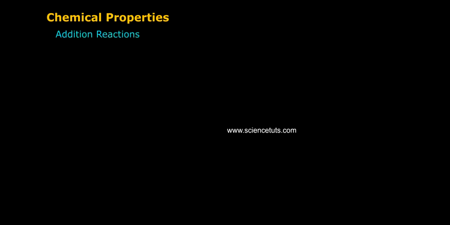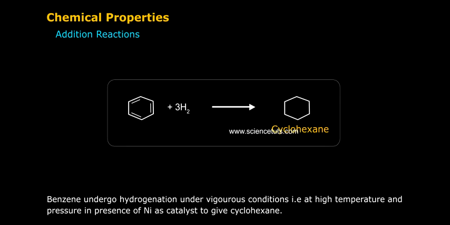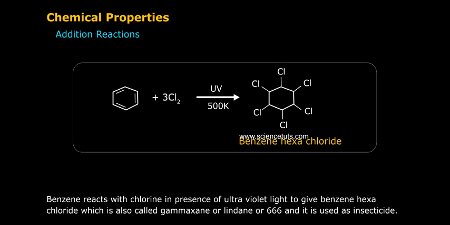Benzene undergoes hydrogenation under vigorous conditions, that is at high temperature and pressure, in the presence of nickel as catalyst to give cyclohexane. Benzene reacts with chlorine in the presence of ultraviolet light to give benzene hexachloride, which is also called gammexane or lindane or 666, and it is used as an insecticide.